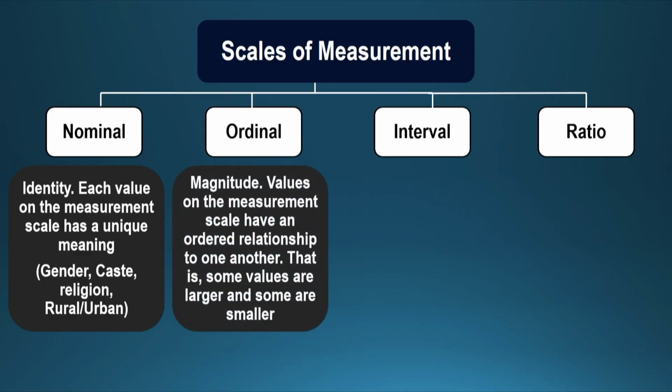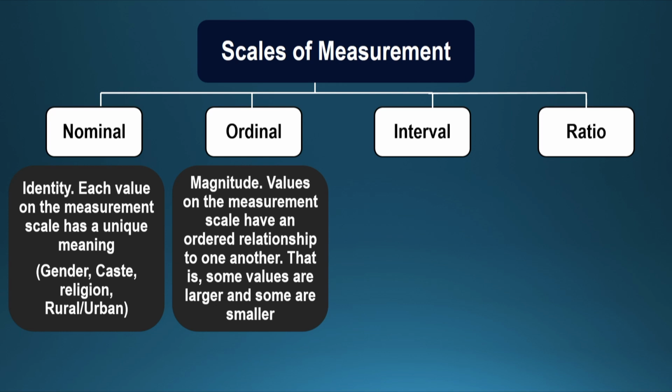Ordinal scale represents where we are trying to rank people, and you can compare the two scores and you can say which one is larger and which one is smaller. And you can rank the people on the basis of height, weight, achievement, teaching effectiveness, and so on.